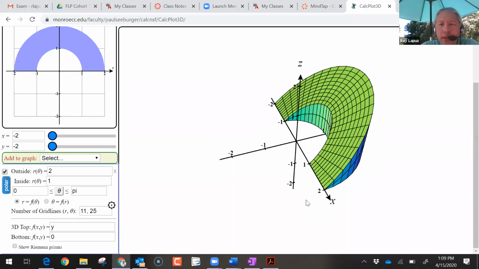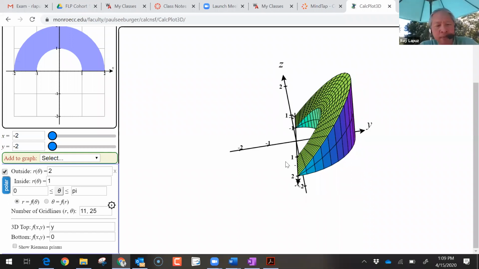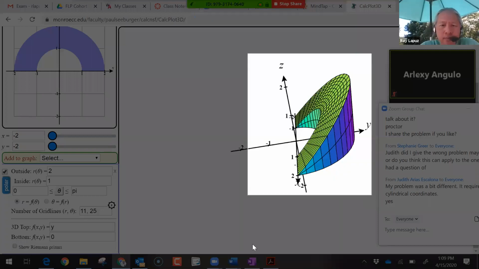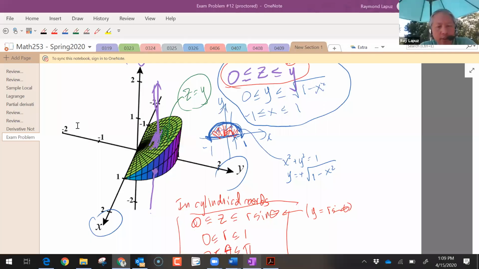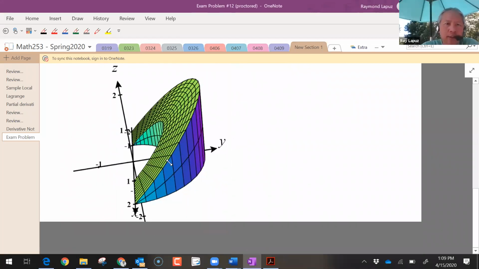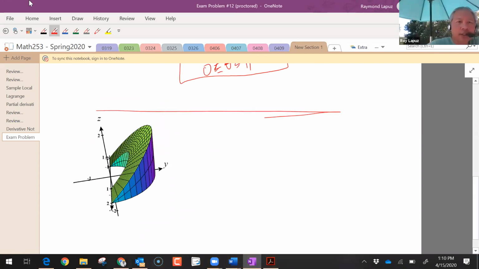Let's see if I can get a good picture of this. So it's not impossible to do this in Cartesian coordinates, but you might get stuck having to do several integrals, and that's going to be more work than it's worth. So let's make a note here saying this would be cylindrical coordinates only.